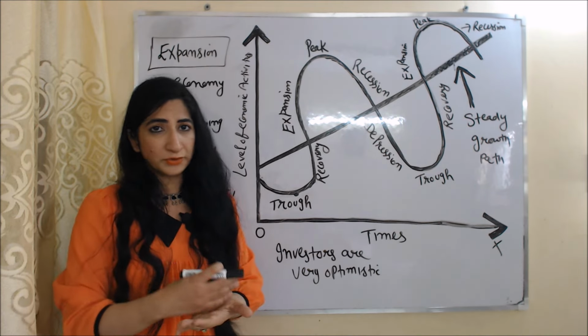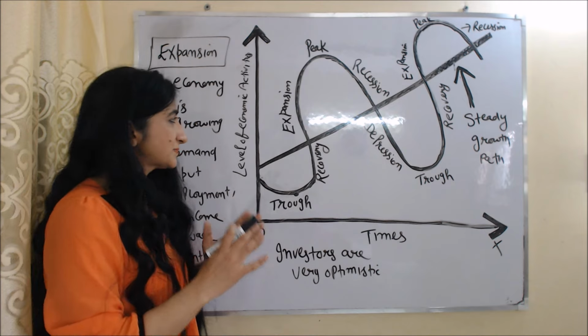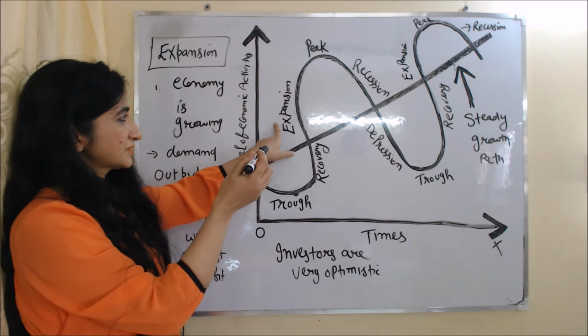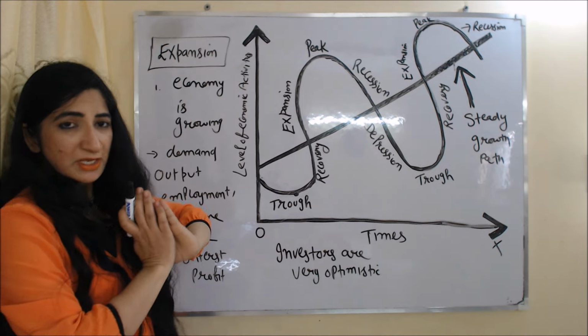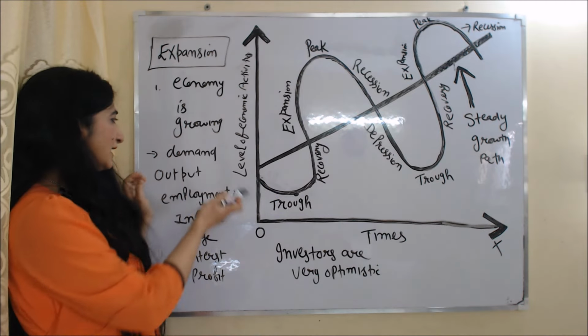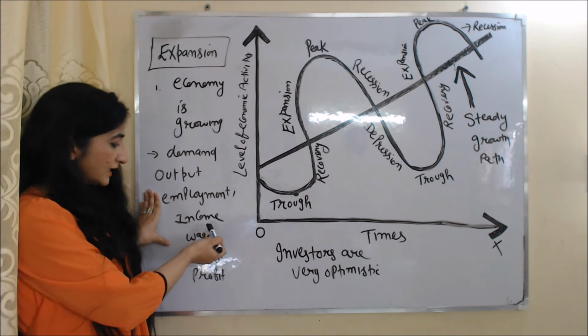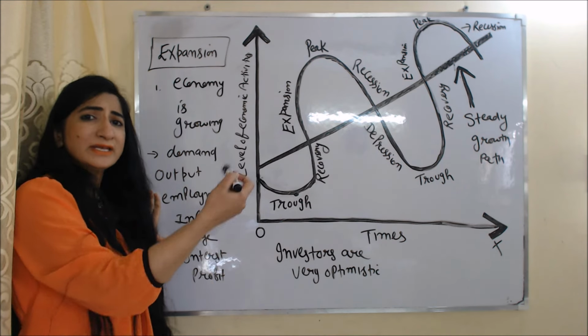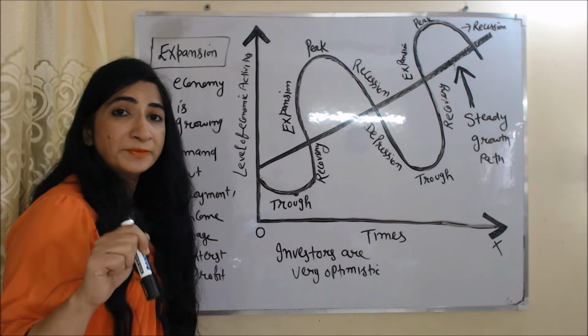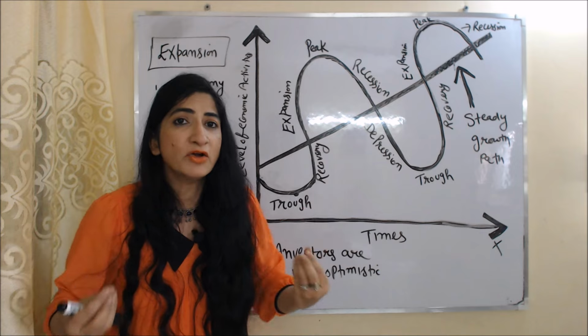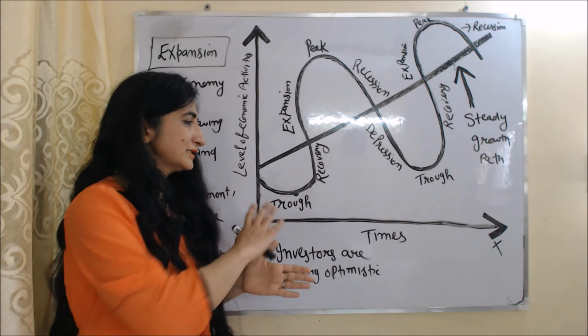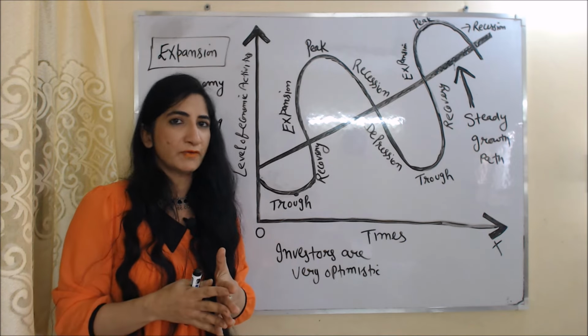So firstly we are going to talk about expansion. During expansion our economy is growing. And during expansion all our economic indicators like demand, output, employment, income, wage, interest, profit are all increasing and investors are very optimistic. They want to invest more and more money in the market because the condition of the market is very good. So we can say that expansion is a favorable condition of our economy.